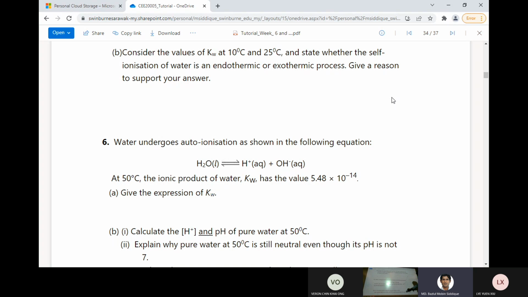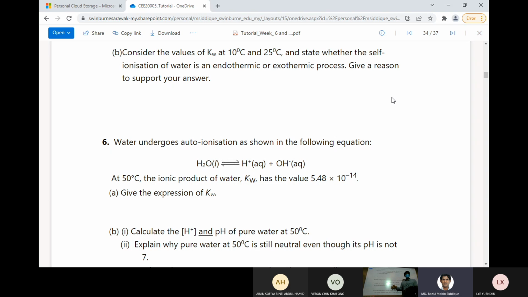Question number 6 says that water undergoes autoionization following this equation at 50 degrees. The ion product is this one. Give the expression for Kw, it is already given, I'm not going to do that. And calculate the hydrogen ion concentration and pH of pure water at 50 degrees centigrade. Explain why pure water at 50 is still neutral even though its pH is not 7.